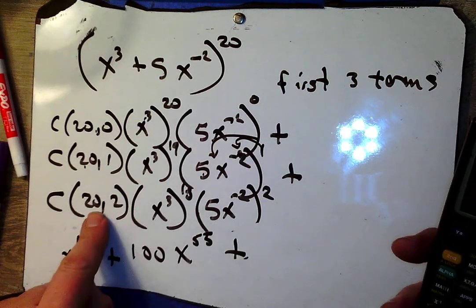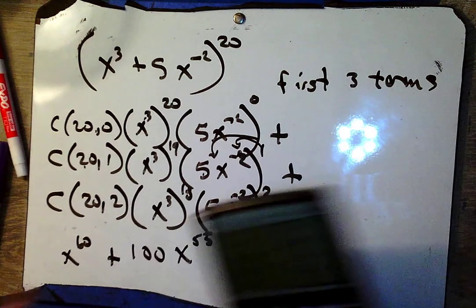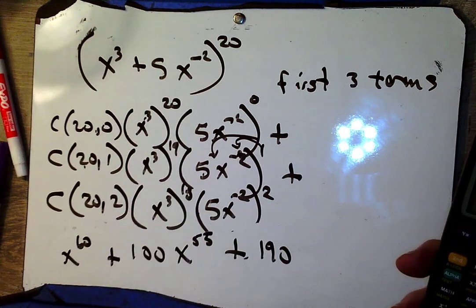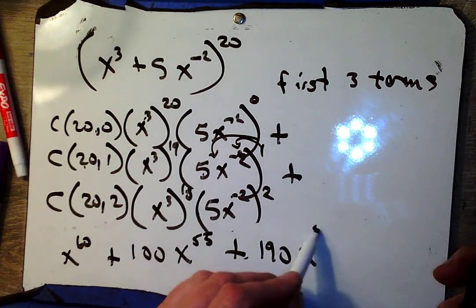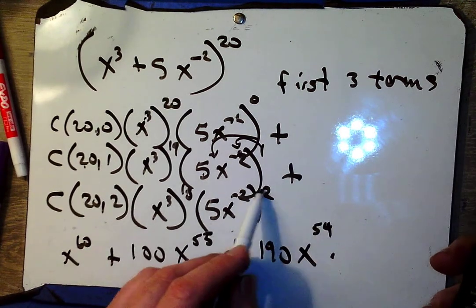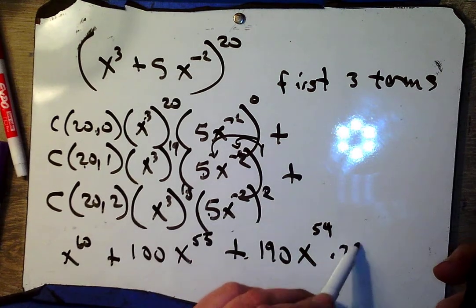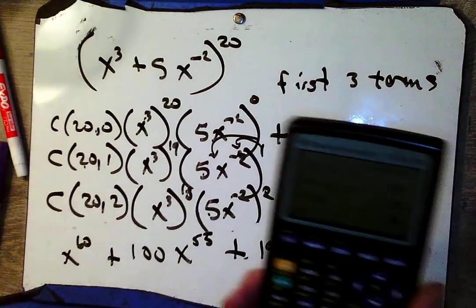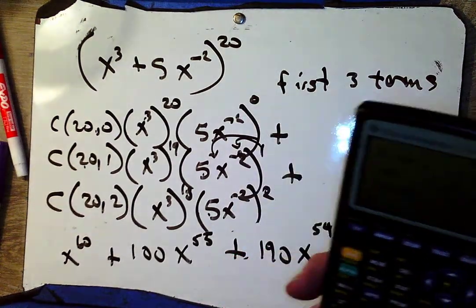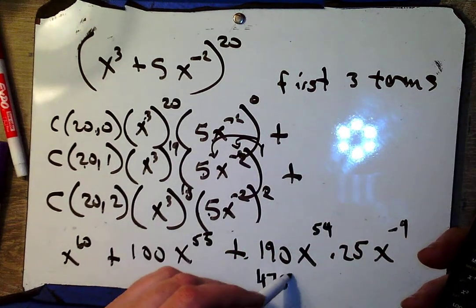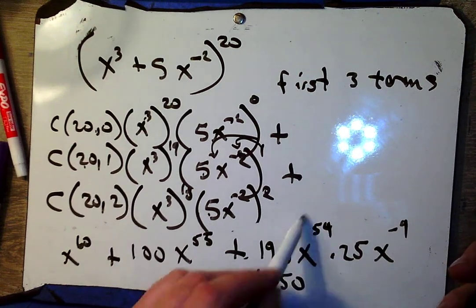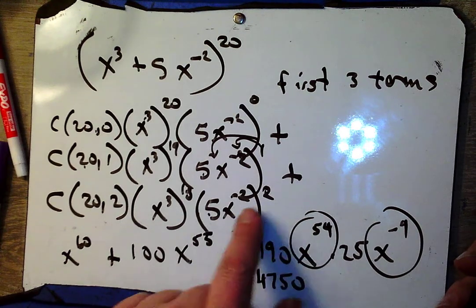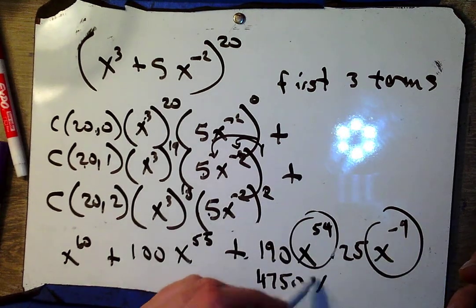Plus combination of 20 choose 2 was 190. 3 times 18, I believe, is 54. Yes, x to the 54th times, I forgot this, 25 times x to the minus 4th. So 25 times 190 is going to be 4750. And then when the bases are the same and I'm multiplying, I can add those exponents. That's a minus 4. So I'm going to have x to the 50.